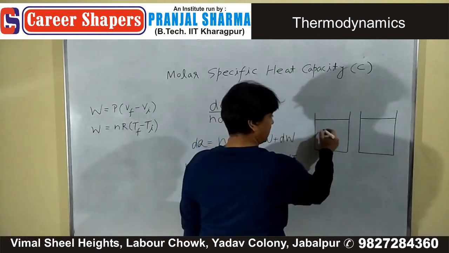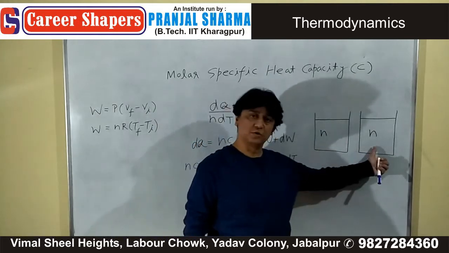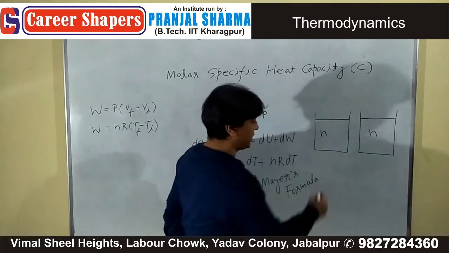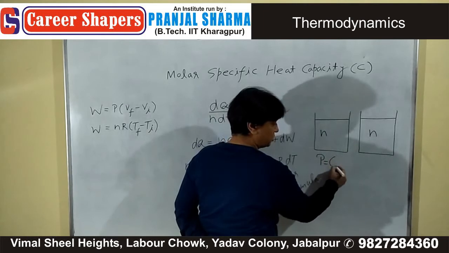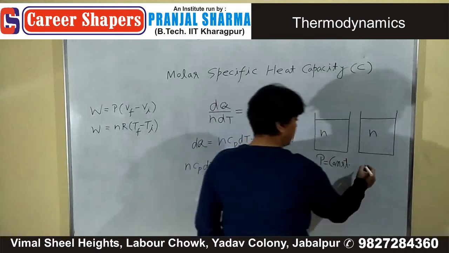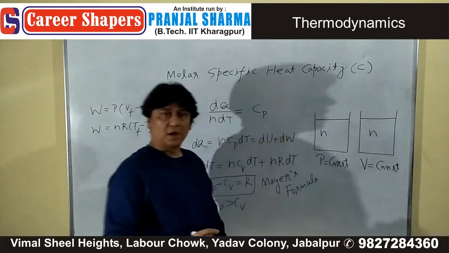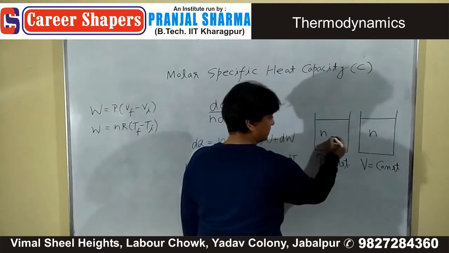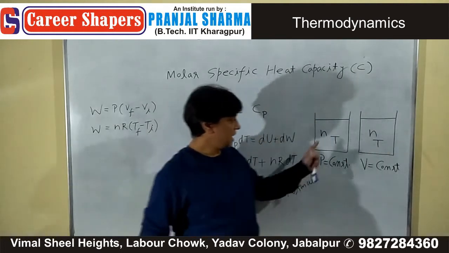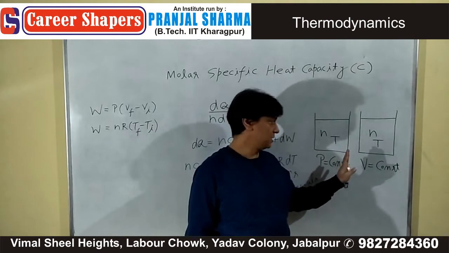They both have n moles of identical gases. Let's say in both you have got hydrogen. Now, for the first one, you have been told that you need to keep pressure constant. And for the second one, you need to keep its volume constant. Initially, this is at temperature T and this one also is at temperature T. N moles, temperature T, N moles, temperature T. Everything is identical.